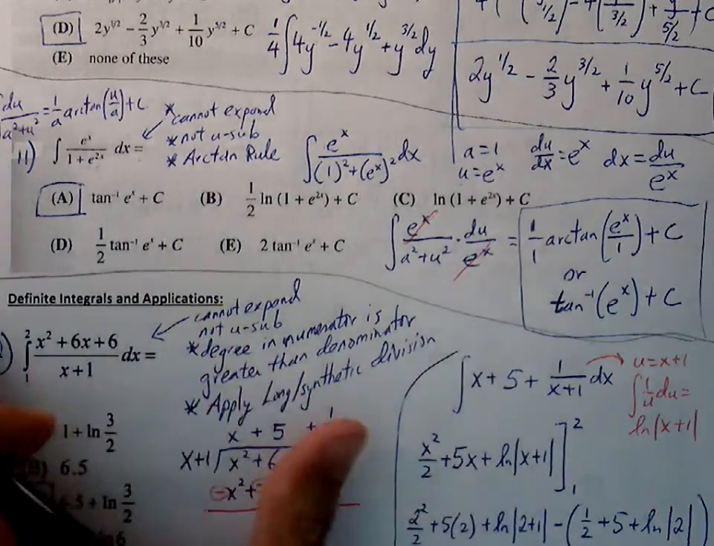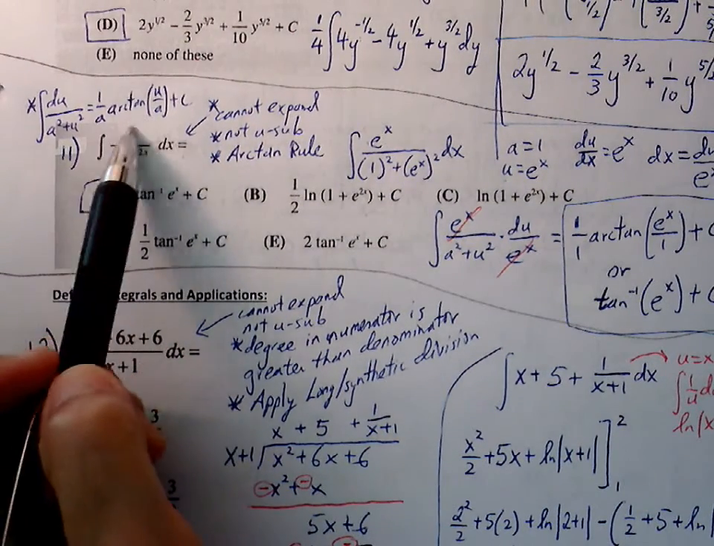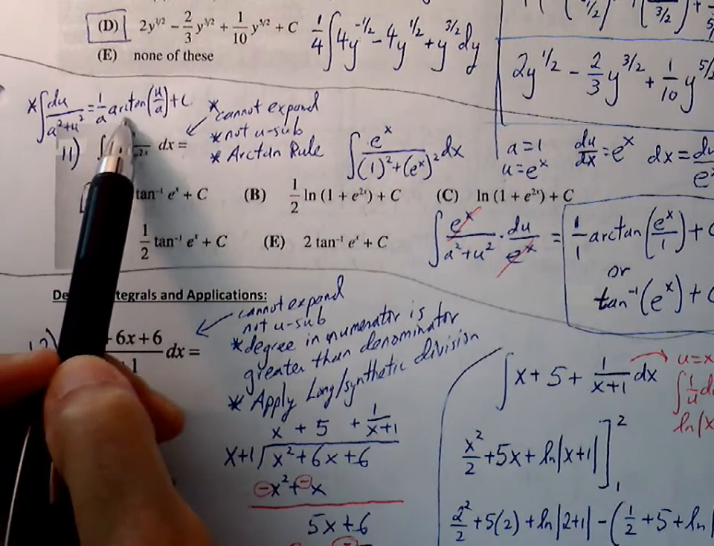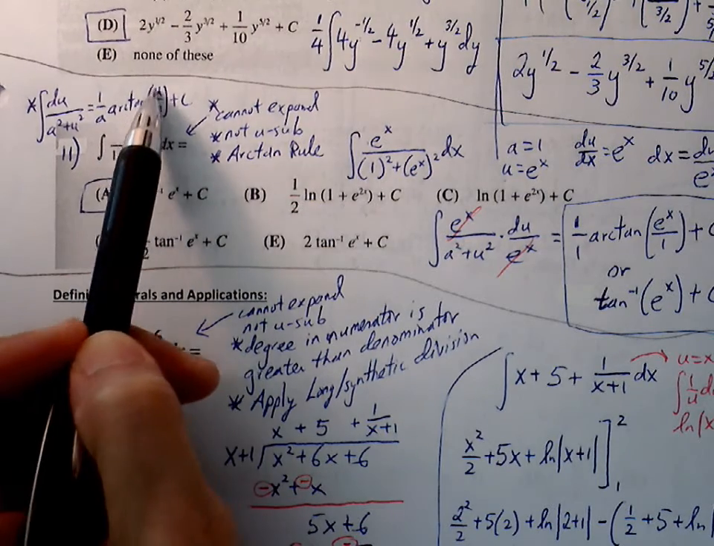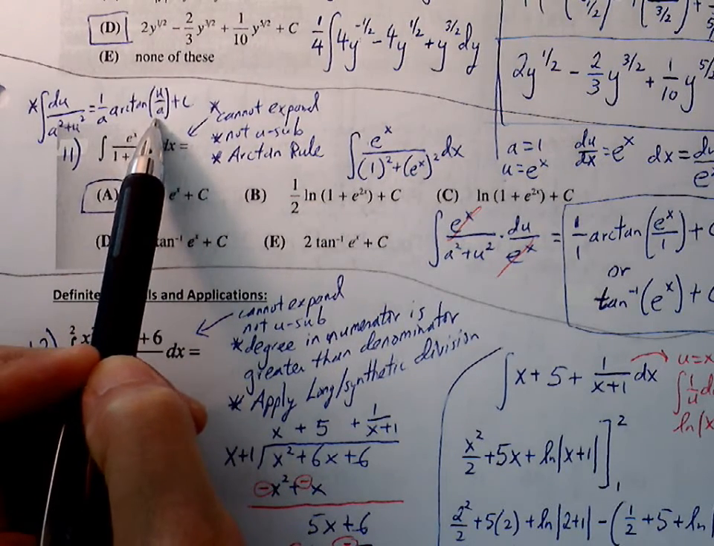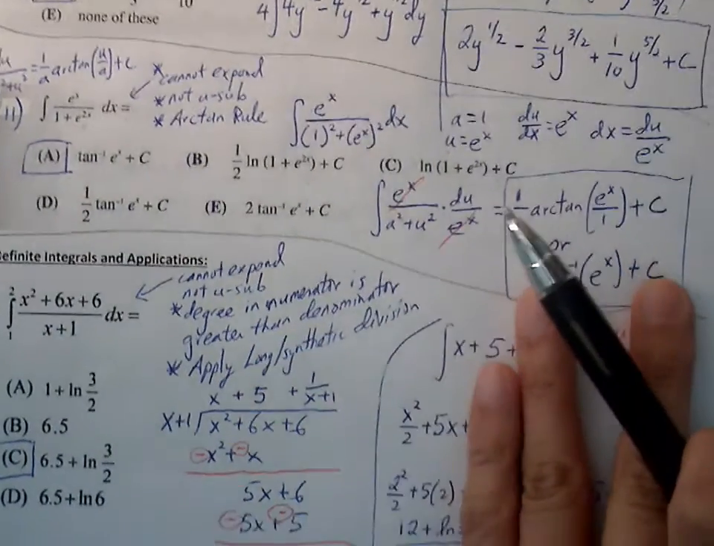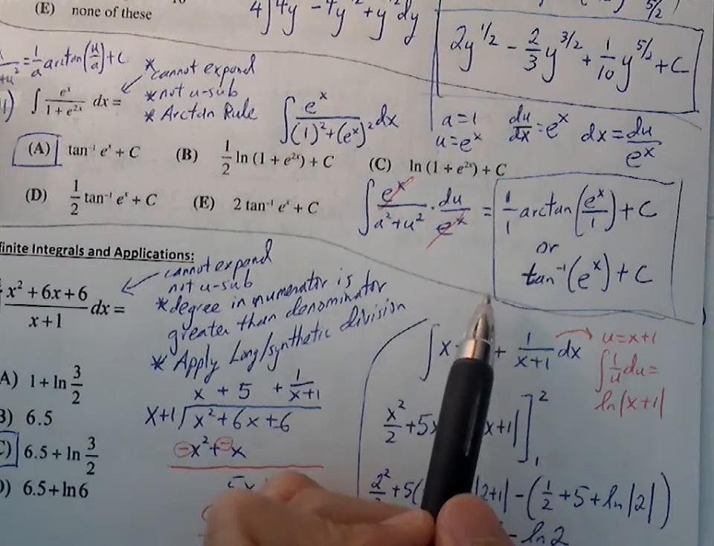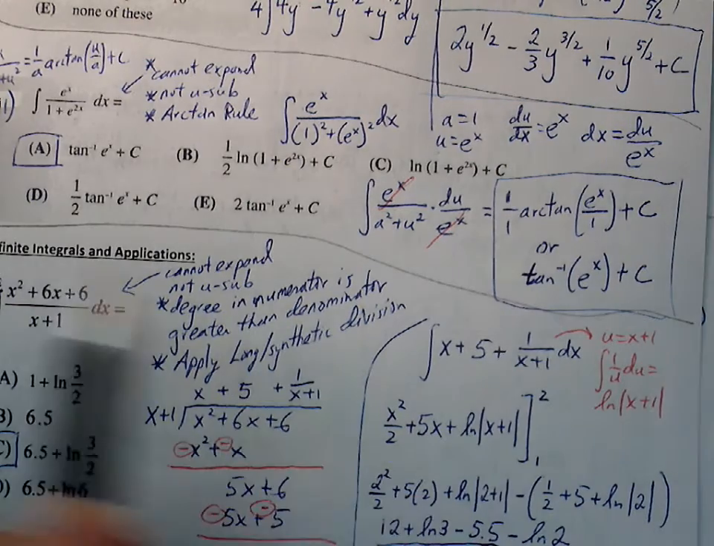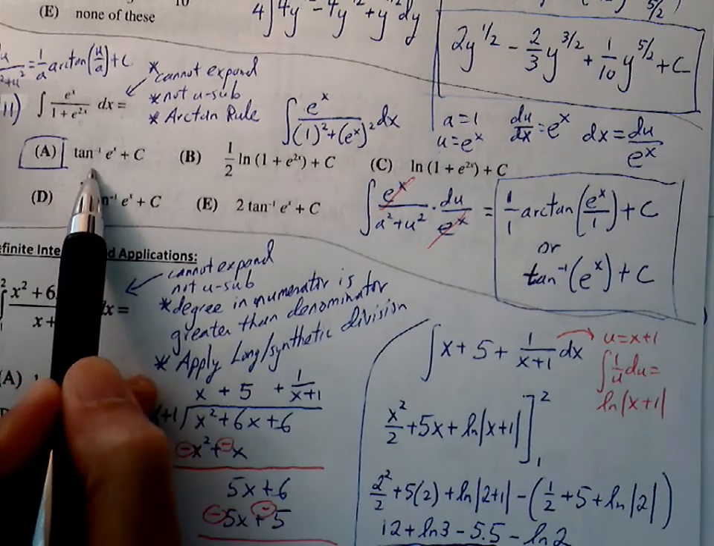So arctangent says 1 over a. So our a value is 1 over 1. Arctangent of u over a. So e to the x over 1 plus c. So represent our answer either as arctangent or as inverse tangent, and the answer choice is using inverse tangent, so answer choice A.